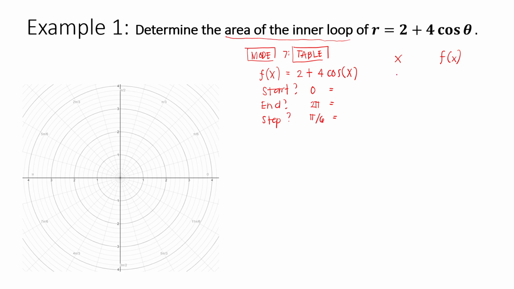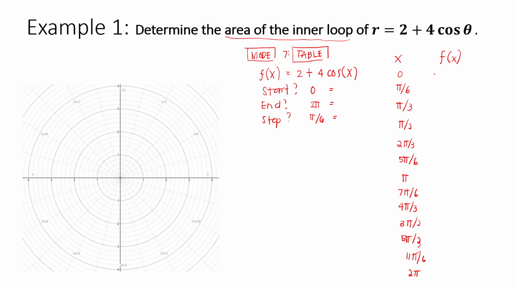So you're going to write the different values, starting from 0, pi over 6, pi over 3, pi over 2, and so on until 360 degrees. So 7 pi over 6, 4 pi over 3, 3 pi over 2, 5 pi over 3, then 11 pi over 6, and lastly 2 pi.